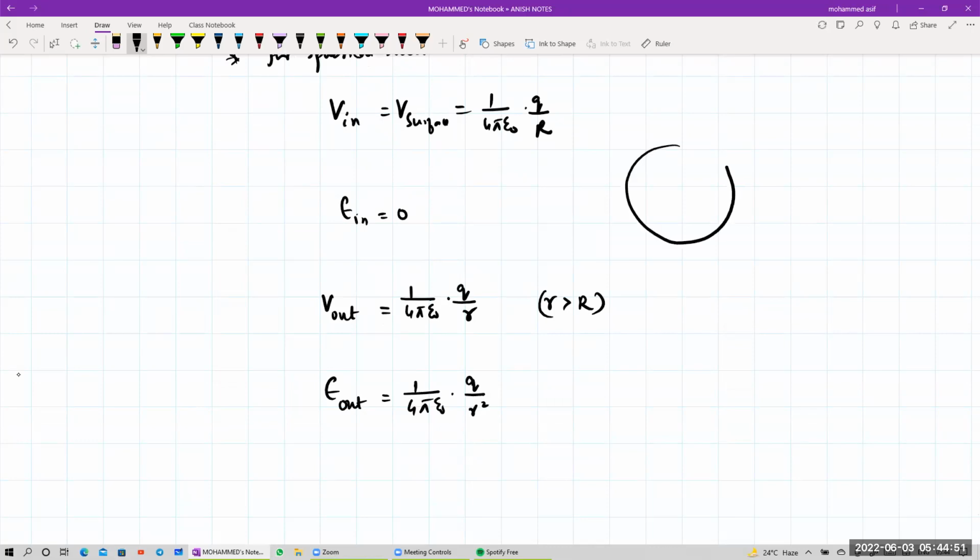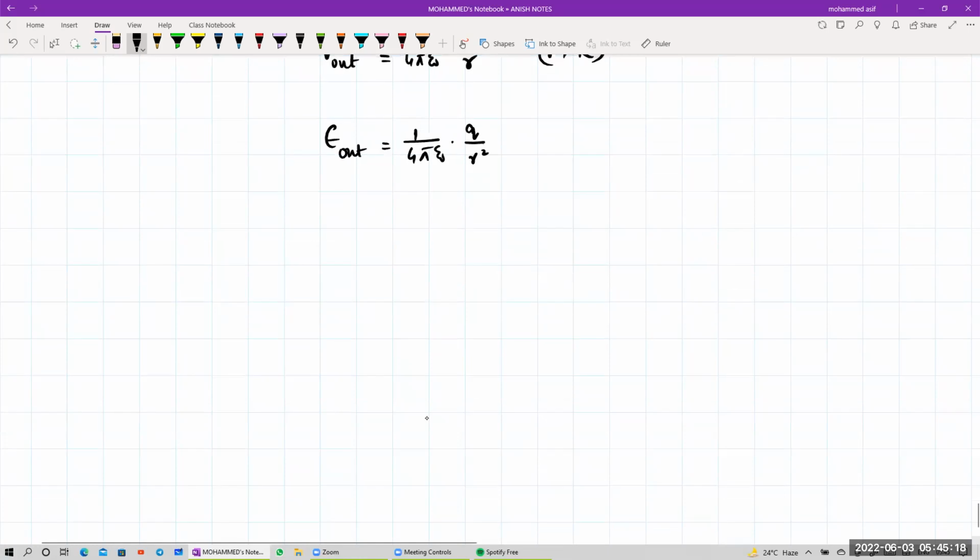Like say this is your shell. Electric field inside is 0. Potential inside is not 0. The radius is R. Anywhere outside, say this is a point P, this is small r greater than R. At point P, the potential is 1 by 4 pi epsilon naught Q by r. And outside the electric field will be 1 by 4 pi epsilon naught Q by r square. Okay? Yes, sir. So let me give you one small example.